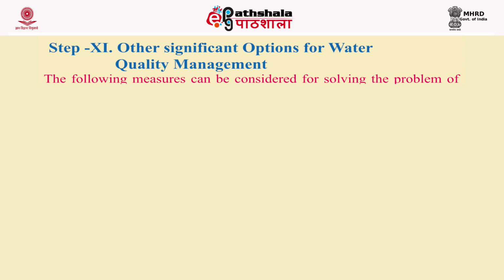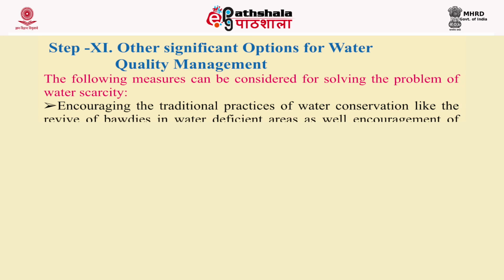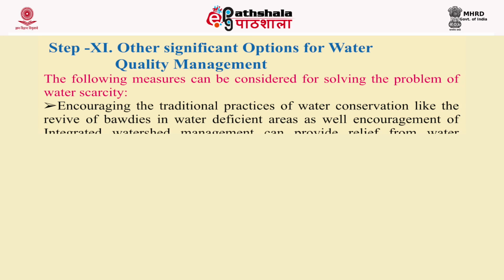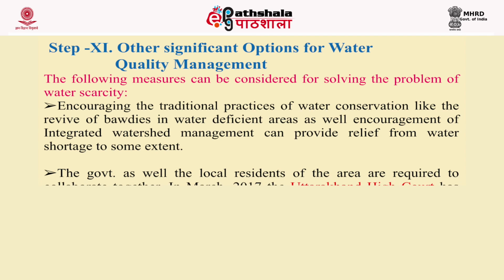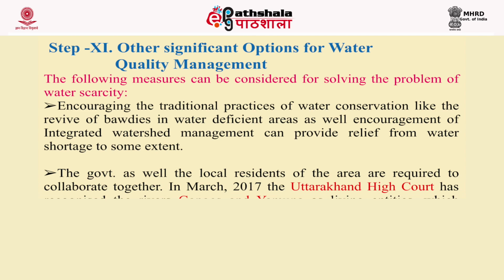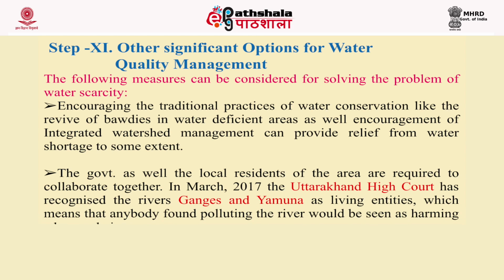The following measures can be considered for solving the problem of water scarcity, like encouraging the traditional practices of water conservation like the revival of bawdis in water deficient areas, as well as encouragement of integrated watershed management that can provide relief from water shortage to some extent. The government as well as the local residents of the area are required to collaborate together.